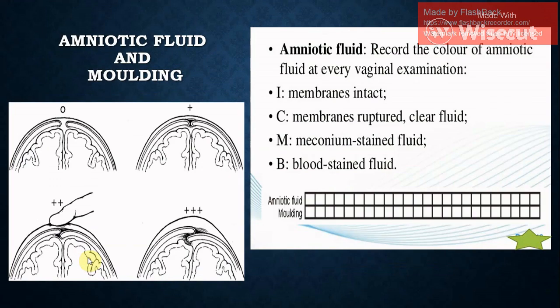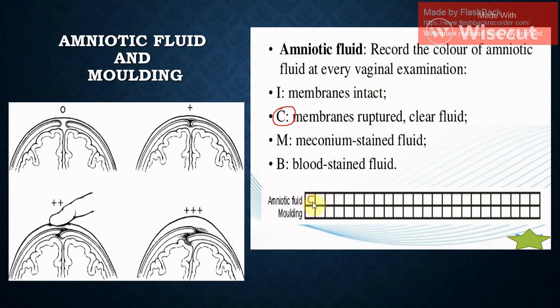Coming on to the molding and the amniotic fluid. The characteristic of the amniotic fluid is an important indicator of the fetal condition and the fetal well-being. We can also call it liquor amni. It is observed and recorded as a C when the membrane has ruptured and clear fluid oozes out from the vaginal canal or the birth canal. We represent it with a C.